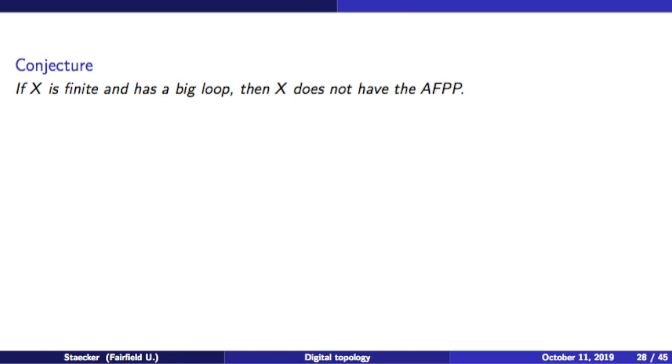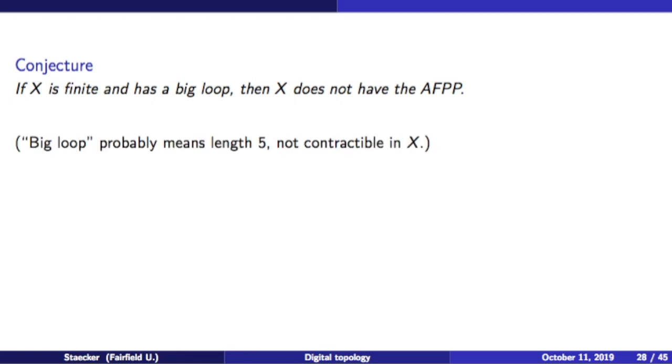All right, here's a conjecture. This is not a famous conjecture, this is just what I think might be true. If X is finite and has a big loop inside, like the lips or something like that, then X does not have the approximate fixed point property. I think if you have some lips somewhere inside, it's always possible to map everything down and then rotate. This I think is probably true, but I'm not sure. By big loop, I mean probably length 5. If the loop is too small, then there's not enough space to rotate it to remove the approximate fixed points.